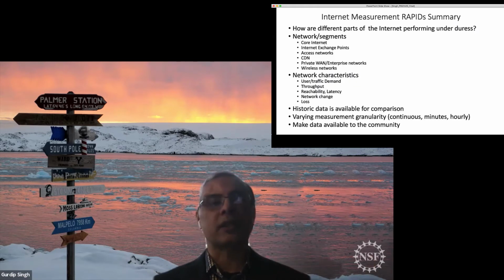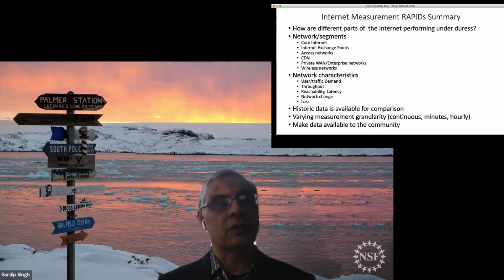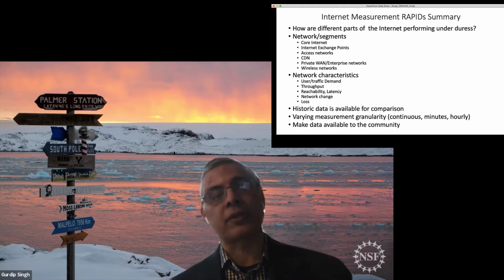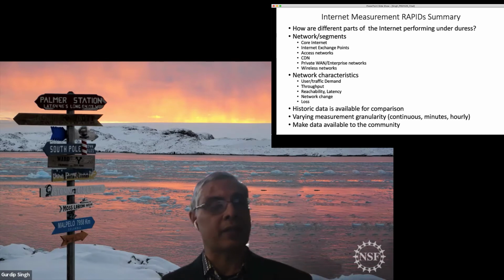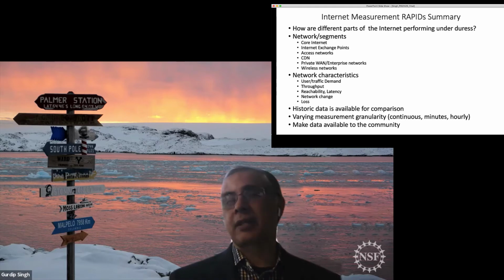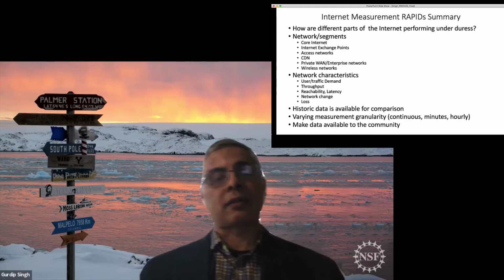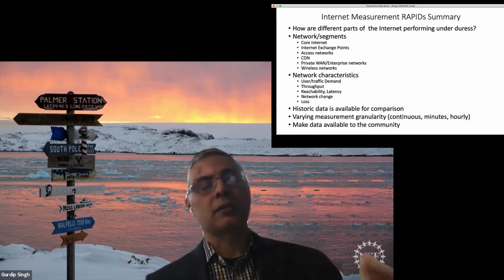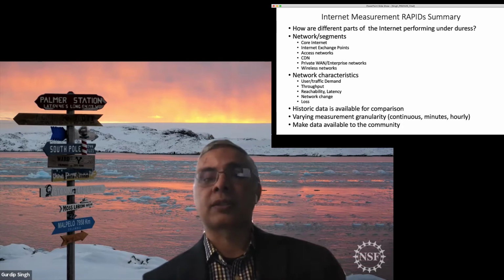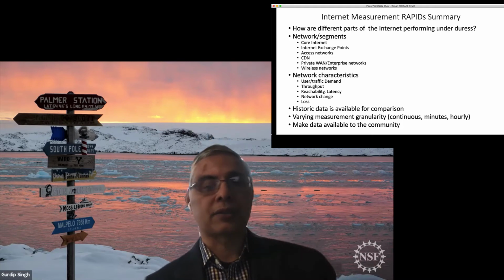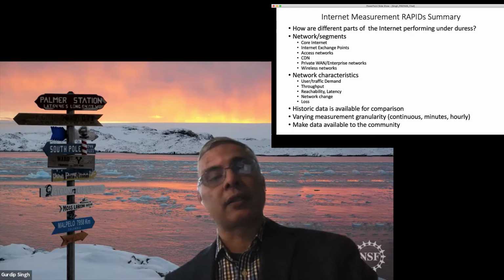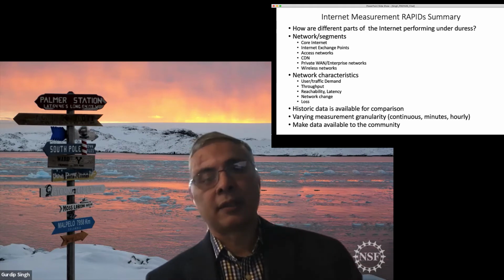For instance, one such set of Rapids was on internet measurement. One of our program directors, Deep Madi, came up with this idea that we want to look at how our internet is performing under duress. What are the different pain points? There are many different segments that need to be measured, many different characteristics that need to be looked at. So we funded a set of Rapids looking at many different parts of the internet architecture and doing different measurements and coordinating so that we can get a holistic picture of what our network performance looks like. Is it up to par? Are there things that need to be improved? The idea is that at the end, we'll try to make this data available to the community so that we can make further progress in designing a more resilient network.